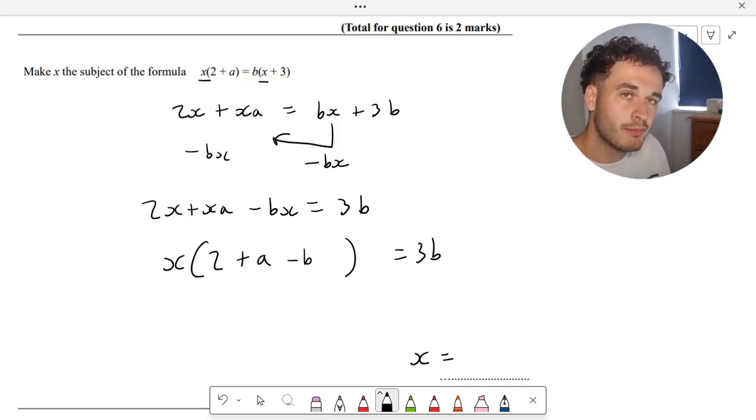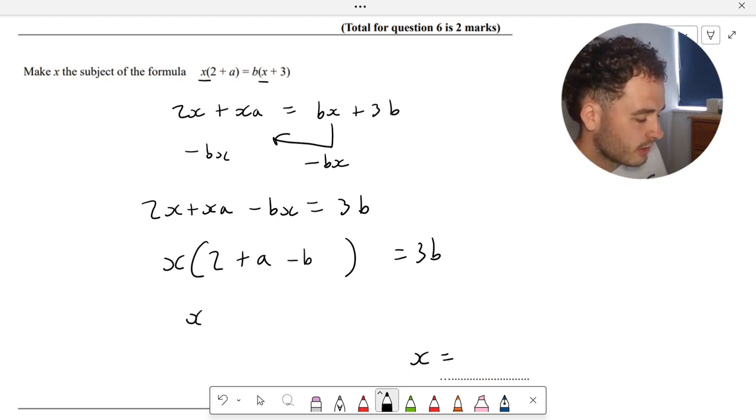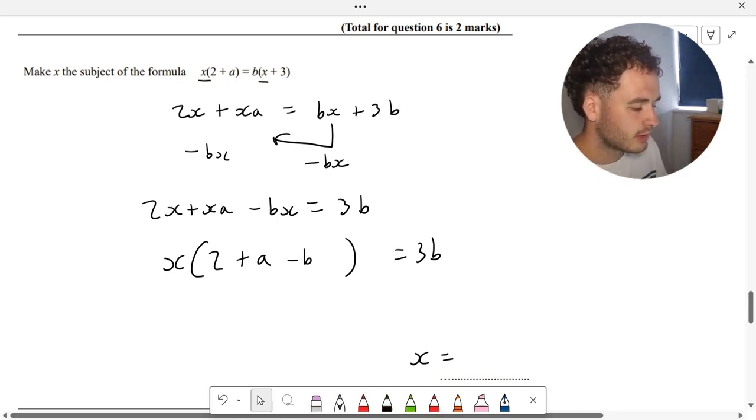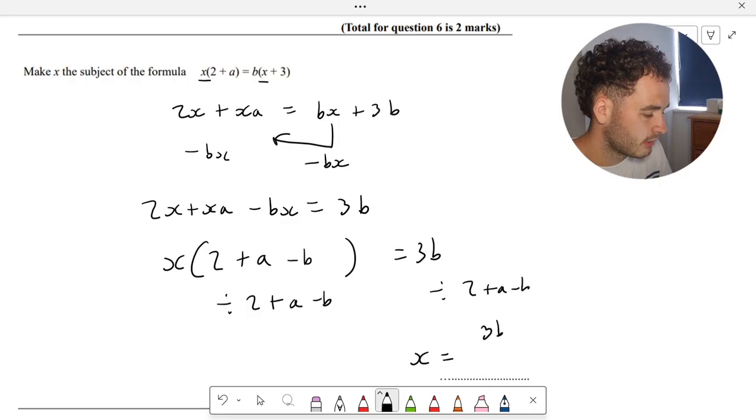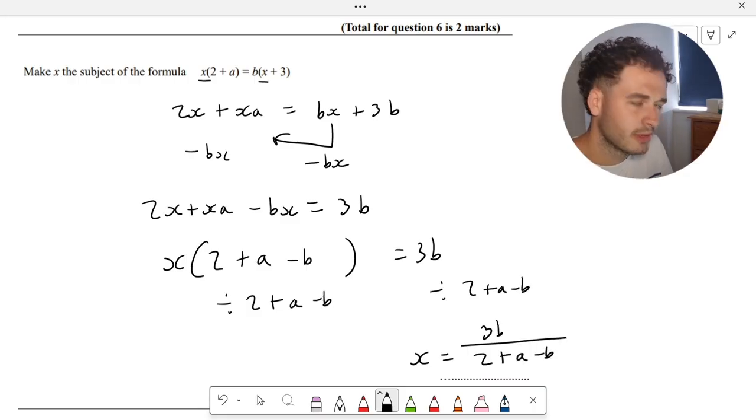This is x multiplied by all of these terms, so we can divide both sides by 2 plus a minus b, and that will give us our answer. x equals 3b divided by 2 plus a minus b.